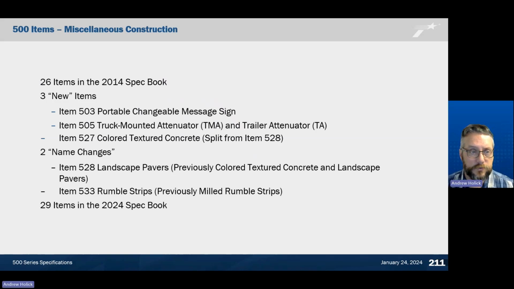With our review and changes for 24, we've added 3 new items, including portable changeable message signs, truck-mounted attenuators, and colored textured concrete. 2 items have had name changes, including landscape paving and rumble strips. So there are a total of 29 items in the 2024 specification.